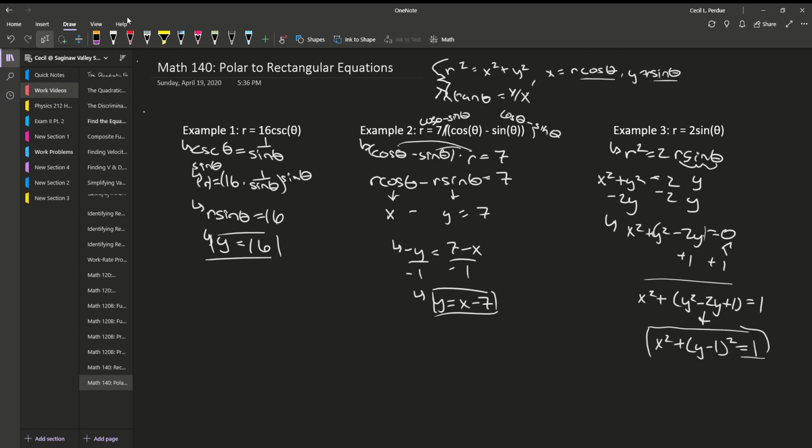And if you wanted an idea of what that looks like, this is a circle with its center at y is equal to 1, and it looks something like that, and it has a radius of 1.